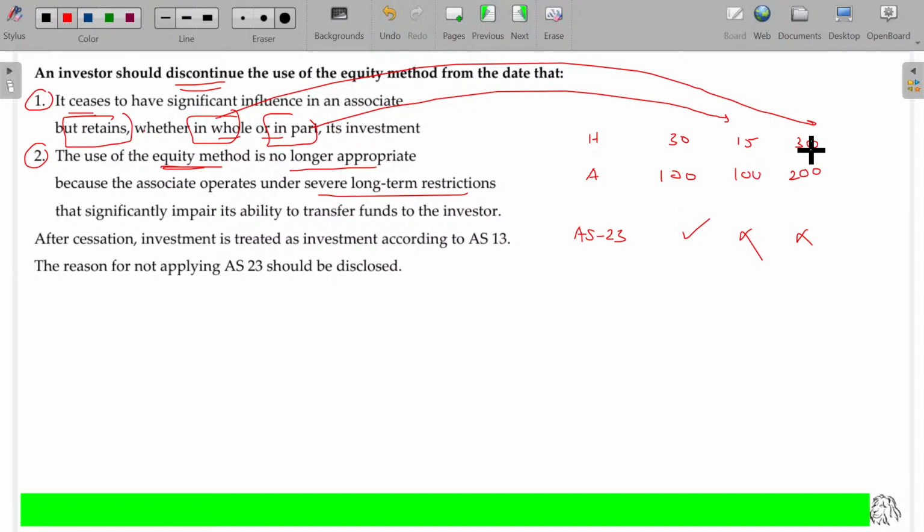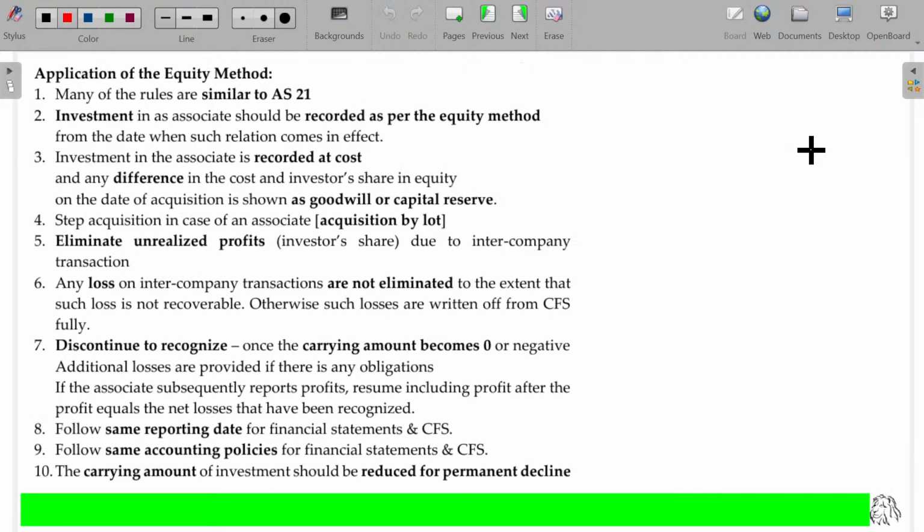Now, application of equity method. How can I adopt the equity method, sir? Already we solved the illustration using the equity method, so it will not be complicated for you. Number one, how do we calculate equity method? Similar to AS number 21. Cost of acquisition minus net worth. The cost of control, what we used for CFS calculation, the same will be applicable here.